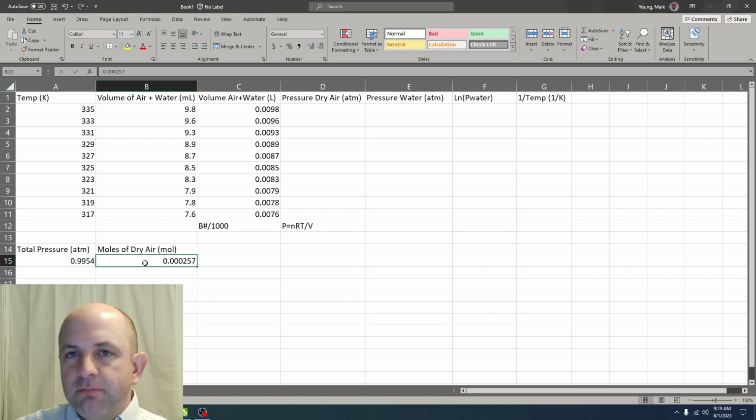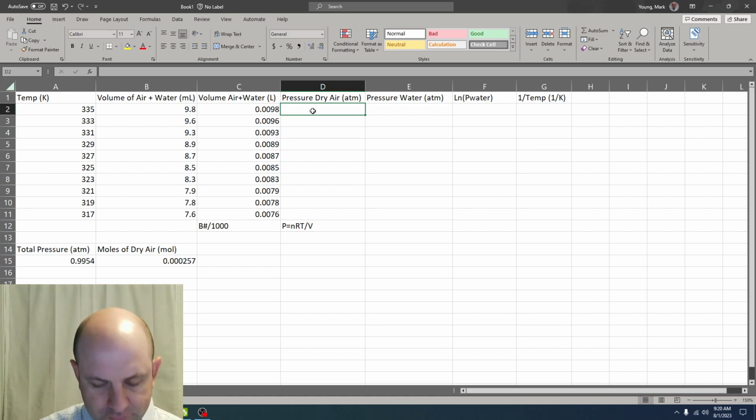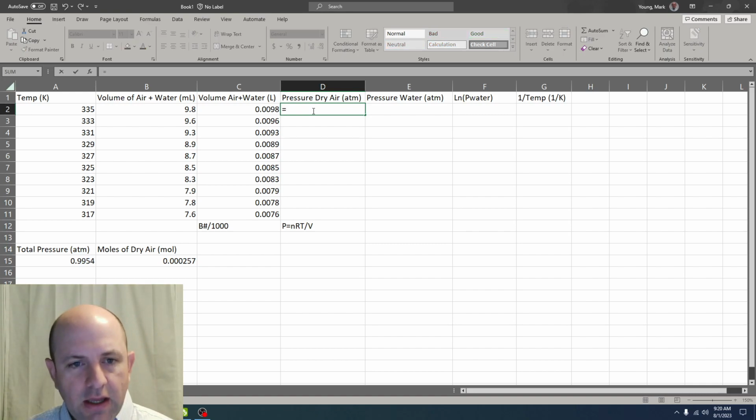But I need to keep this moles the same for all of them. That moles doesn't change. It's a constant. So how do I tell the equation, keep that number the same? Because if it tries to go below it, there's no number there. So to do that, we use a special symbol. We use the dollar signs. And so this is cell B15.